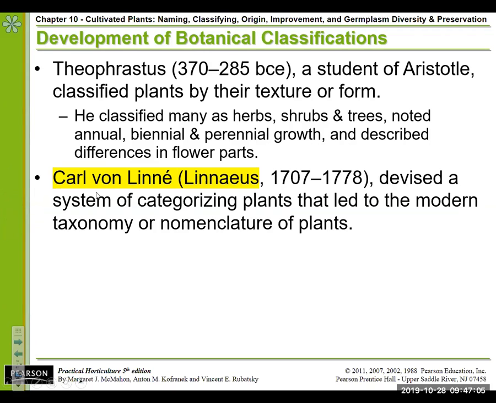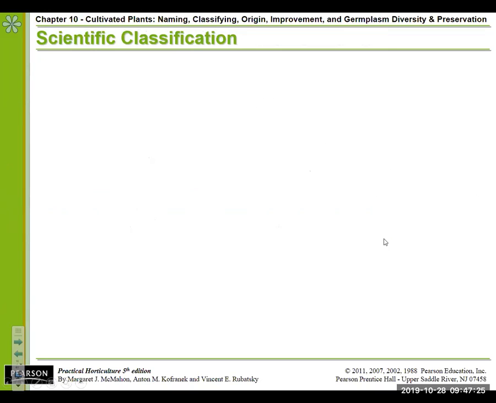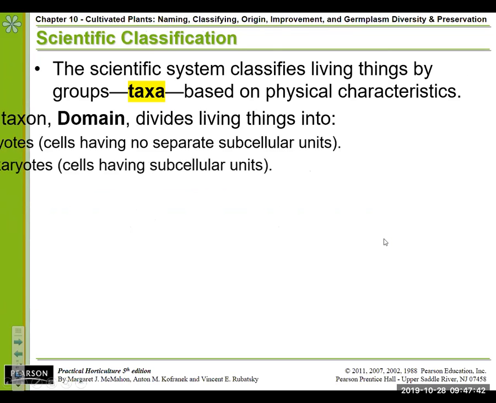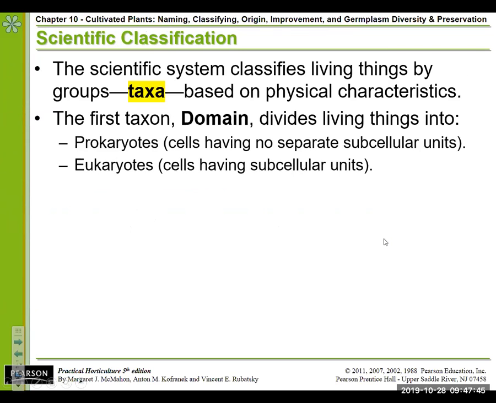So later on comes along Carl von Linné, aka Linnaeus, a Swiss scientist who devised the modern system of categorizing plants and actually all living organisms. And he did that in the mid 1700s, and we're still using that system today. So it basically groups all living things into different taxa, and taxa are just groups of organisms that are grouped together based on particular physical characteristics, usually based on their reproductive system.